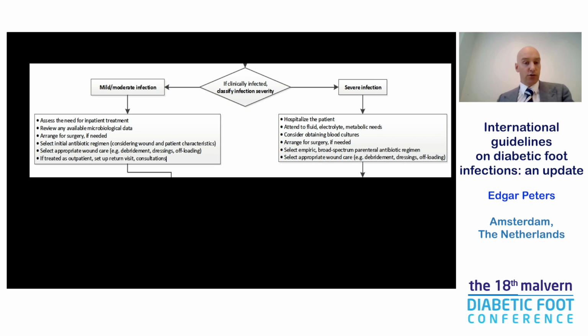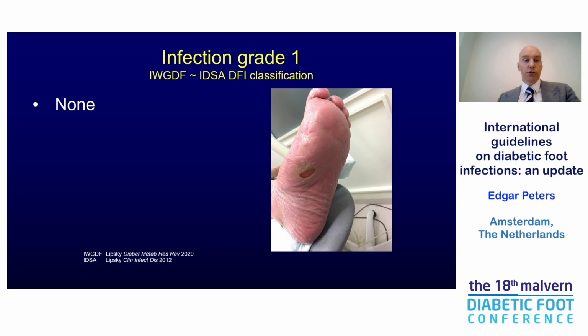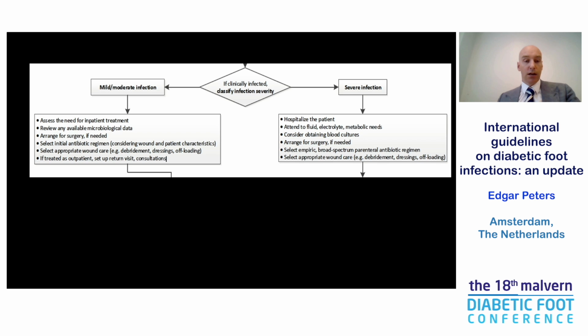Those with a severe infection are usually hospitalized, get IV fluids, usually go for surgery, and they probably need broad spectrum antibiotics. For those with a mild and moderate infection, you can usually get away with narrow spectrum antibiotics.